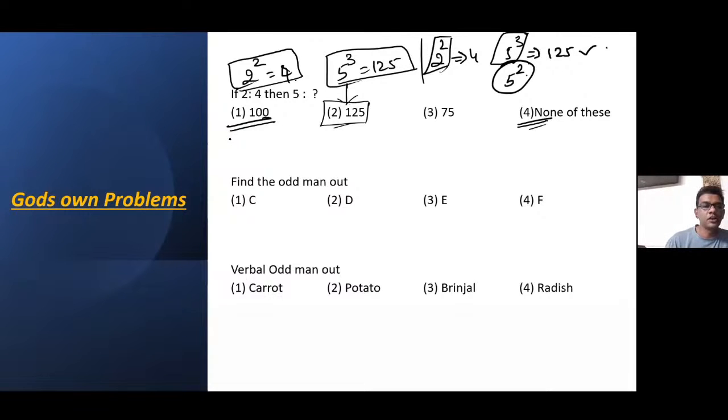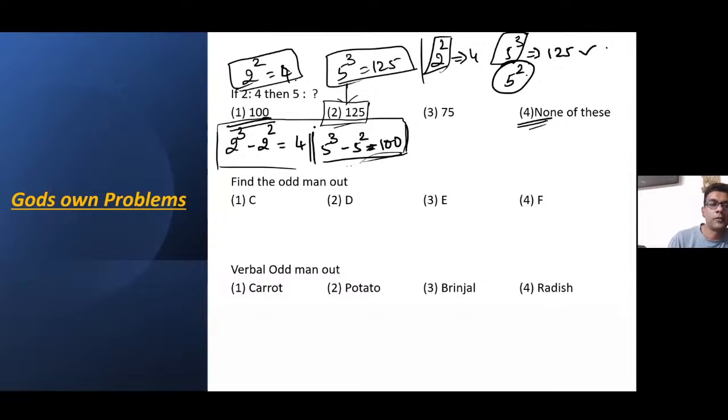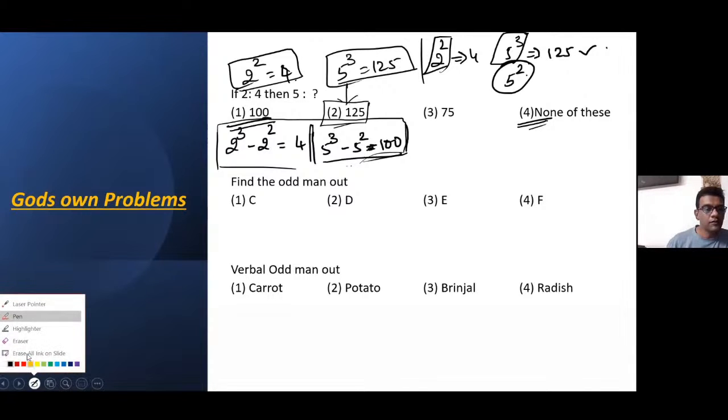Now who was this? Manisha, it was you, right? Who said 100? Yes, sir. Please tell me how. 2 cube minus 2 square and 5 cube minus 5 square. 2 cube minus 2 square is 4 and 5 cube minus 5 square is 100. So Manisha, why did you come out with this example? How did you get this information? Hello, Manisha, you there? Okay, I think she's not able to hear me. Anyway, let's look into this. So I'm going to erase this before we come back.